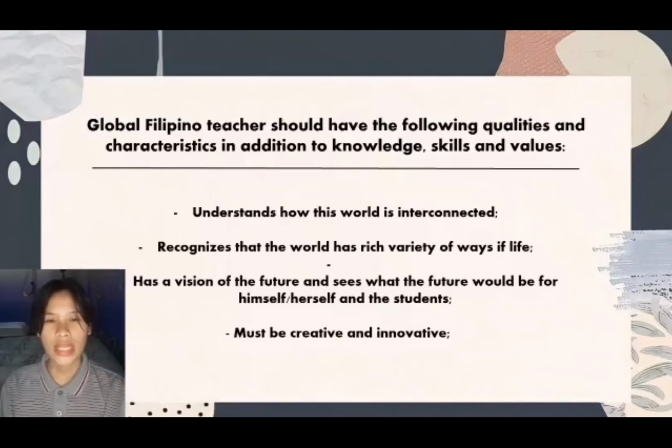So the fourth one is must be creative and innovative. The most crucial reason to teach with creativity is one that is rarely measured but is critical to a child's academic success. They will like school.